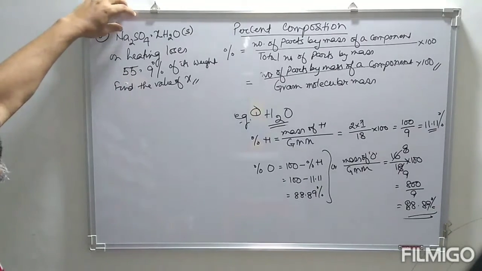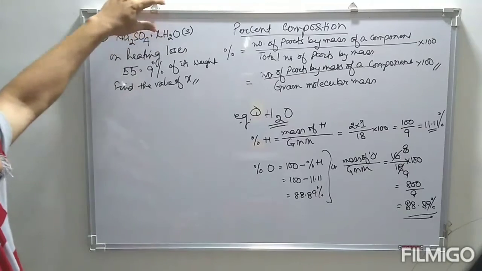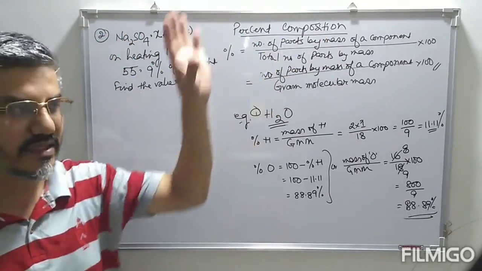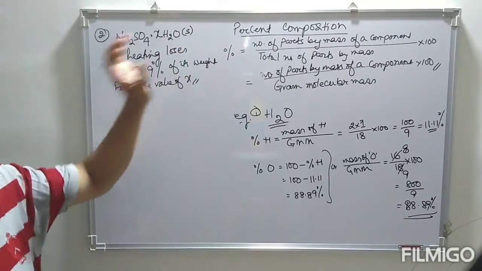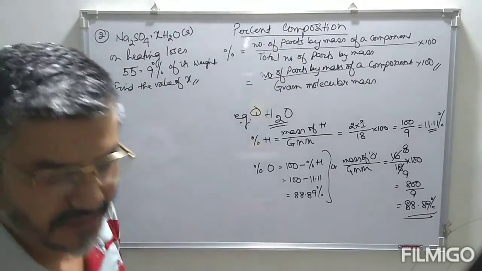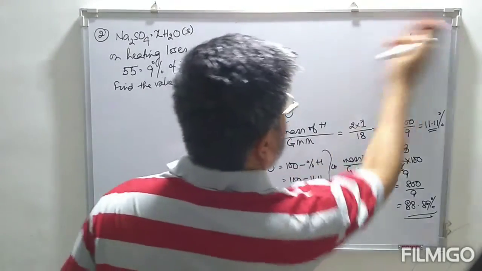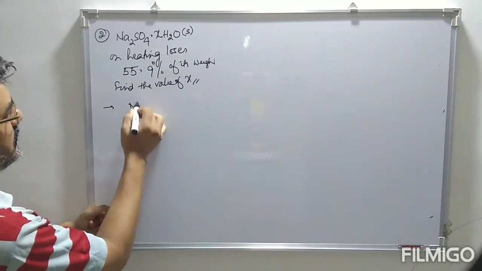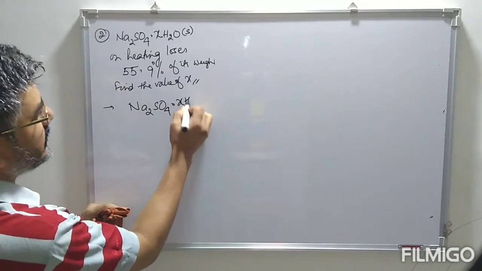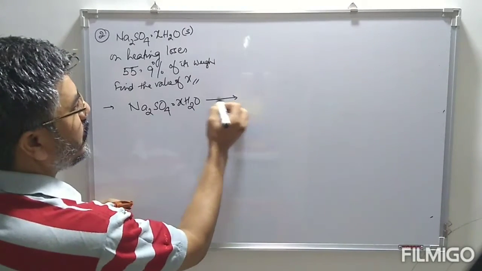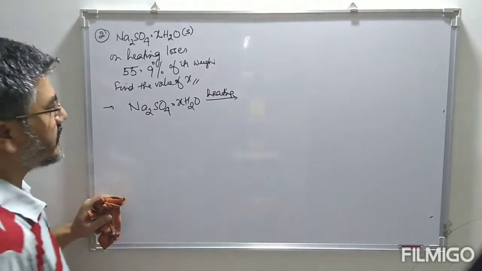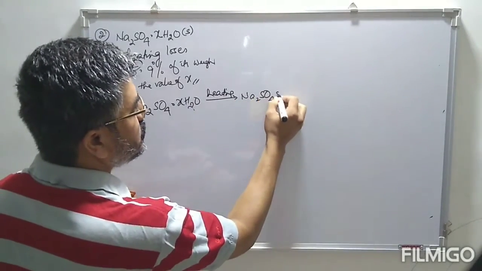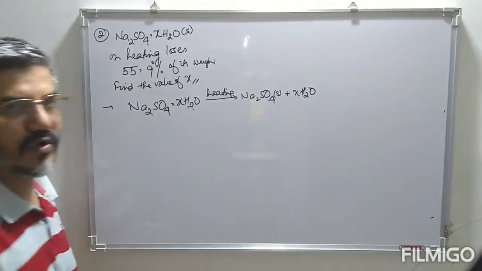So we have a crystalline sample of sodium sulfate with X water molecules of crystallization. This crystalline substance, on heating, loses 55.9% of its given mass. So what is the value of X? That means how many water molecules of crystallization are present in the given sample. The percentage is given. So look at this question. We have sodium sulfate with X water molecules of crystallization. Because we are heating the sample, on heating these water molecules of crystallization will be removed, and what we are getting is sodium sulfate solid plus X water molecules that are being removed.